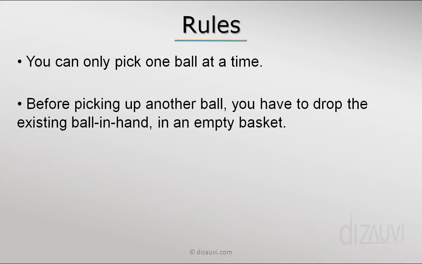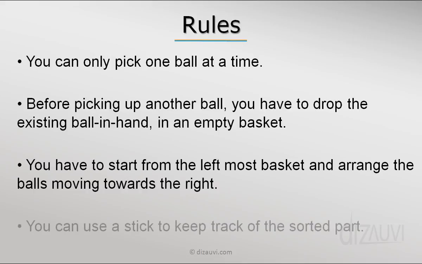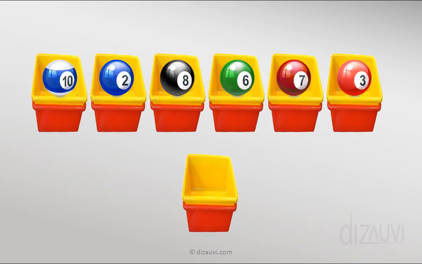So this means that before picking up another ball, you must drop that already held ball in an empty bin, which is basically the same as rule 1. Now, this is not really a rule, but you may want to start from one side and move towards one direction. So let's say we start from the leftmost bin and move to the right to see what numbers are on the other balls. You can use a stick to keep track of the sorted part. Now, I want you to think about how would you sort these cue balls given these set of rules.